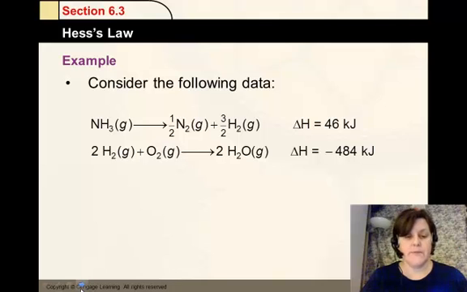So let's look at this information. Notice the first one is ammonia breaking down into its 2 component parts, nitrogen and hydrogen. The other is hydrogen and oxygen combining together to form water. In the first reaction, you might wonder why there are fractional coefficients, but that's to force 1 mole of ammonia.